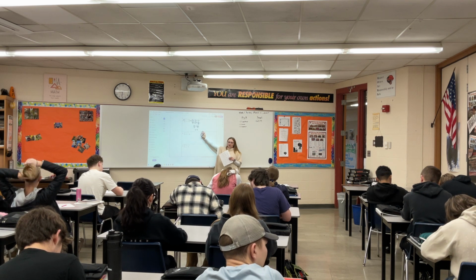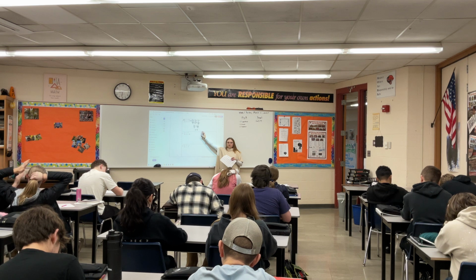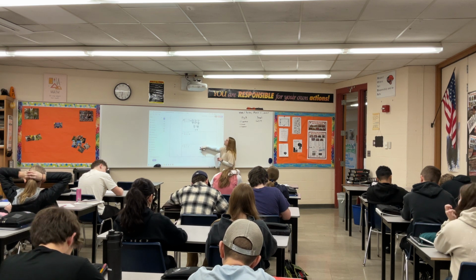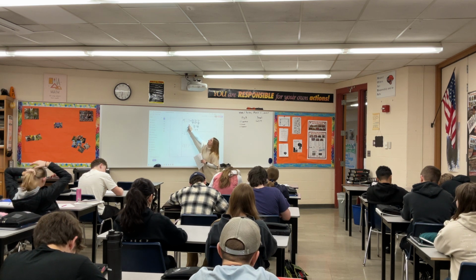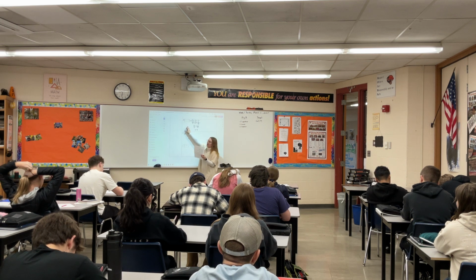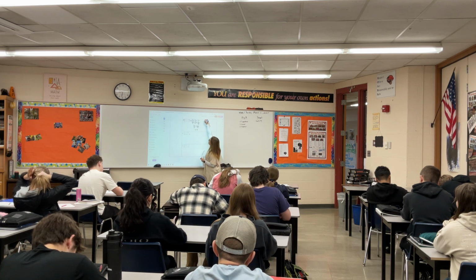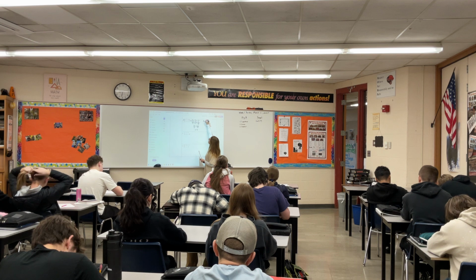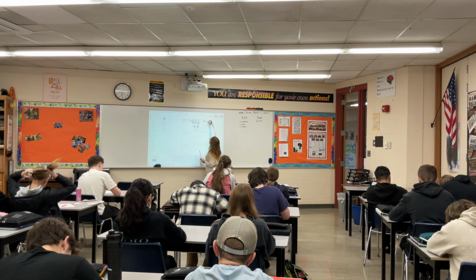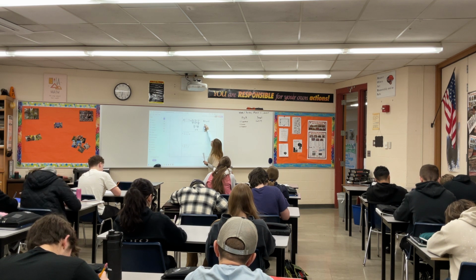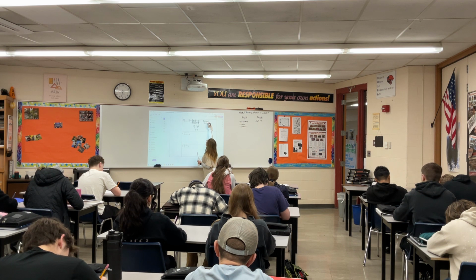Do we have any questions about how we got here? Now that I have my x, I can plug it back into my equation to get my y. So I'm going to plug it back into my top one. So I have 3 times 4 minus y equals 14. When I multiply that, I get 12 minus y equals 14.